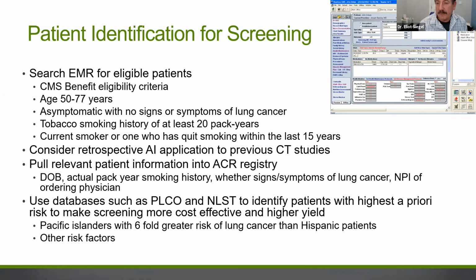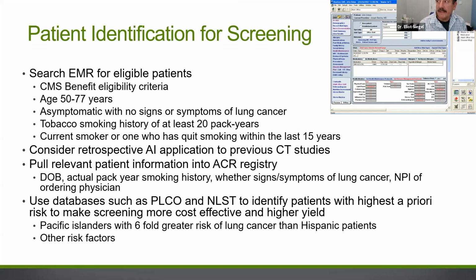It would also be tremendously helpful from a workflow perspective to be able to pull relevant patient information into a registry, such as the ACR registry. For example, information about date of birth, actual pack year smoking history, whether they have signs and symptoms of lung cancer. The things that are required for the registry should be done automatically, and there should be software that allows one to do that.